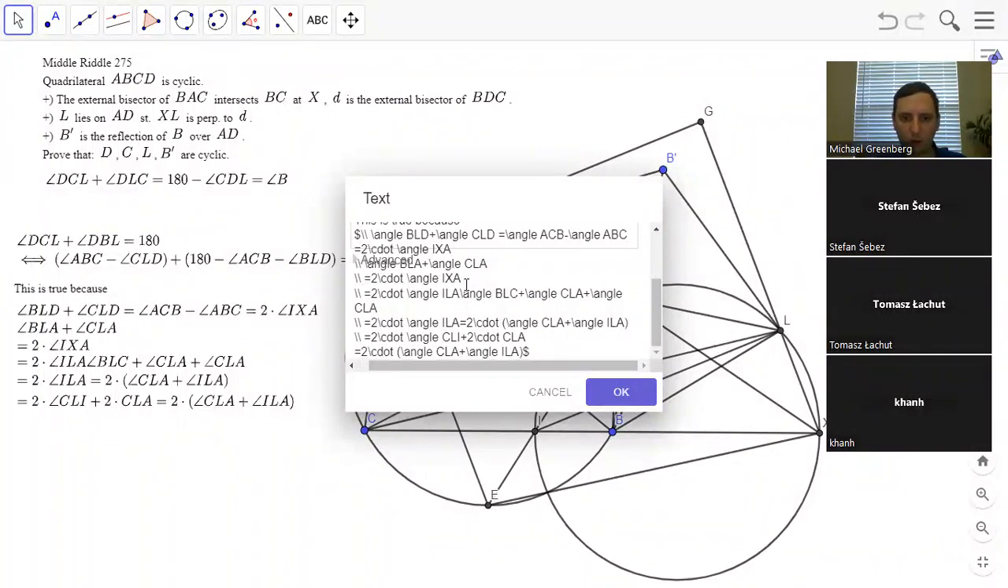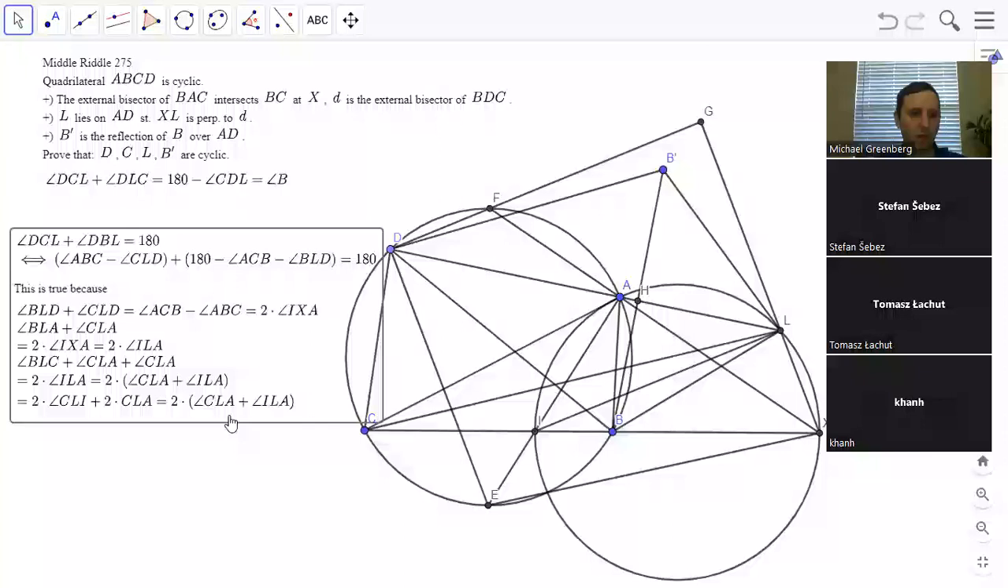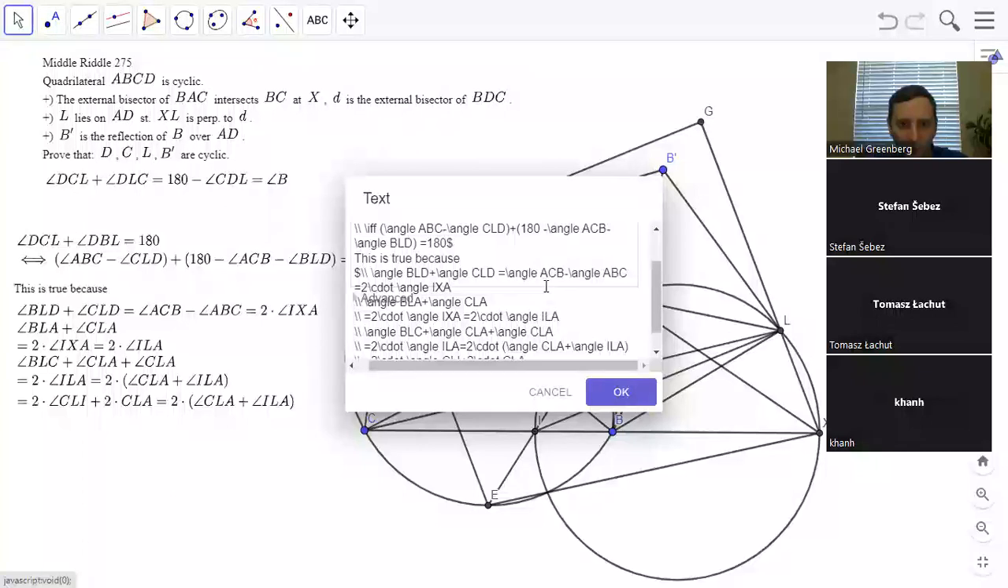Okay. And the same line as, yeah, and there you put a new line, yeah. And this 2 times IXA, 2 times ILA, you put 1 line before with BLA plus CLA. Okay. So I can combine those two.